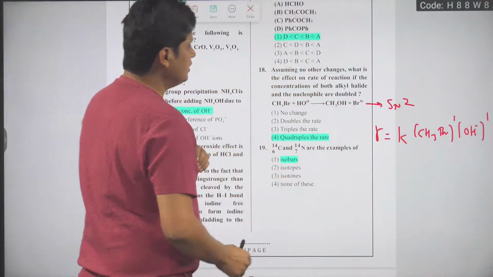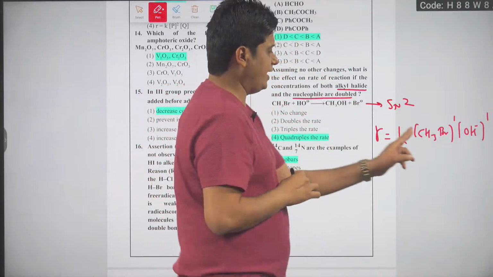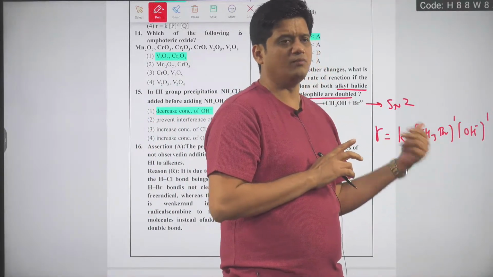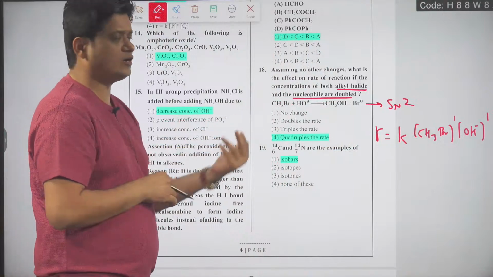Now what they are saying is that both alkyl halide and nucleophile are doubled. So if I double this, 2 power 1, 2. If I double this, 2 power 1, 2. So 2 into 2, 4. Means rate becomes 4 times. Okay. 4 times is quadruple, obviously.